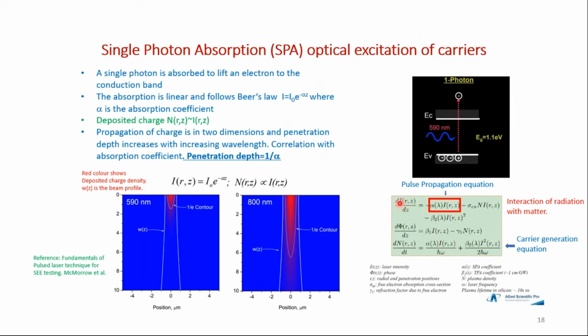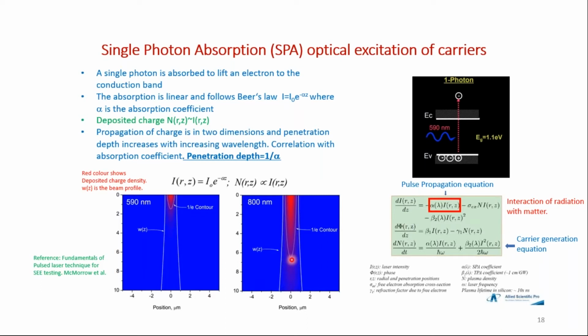This is the change of intensity with distance, and this is the rate of deposition of charges. If you consider only the first term, this turns into the familiar Beer's absorption law, which is an exponential law, I equals I0 e to the minus alpha z. So you can see the behavior here. The red parts are the deposition of charges, and this is the 1/e contour, basically where they have been deposited.